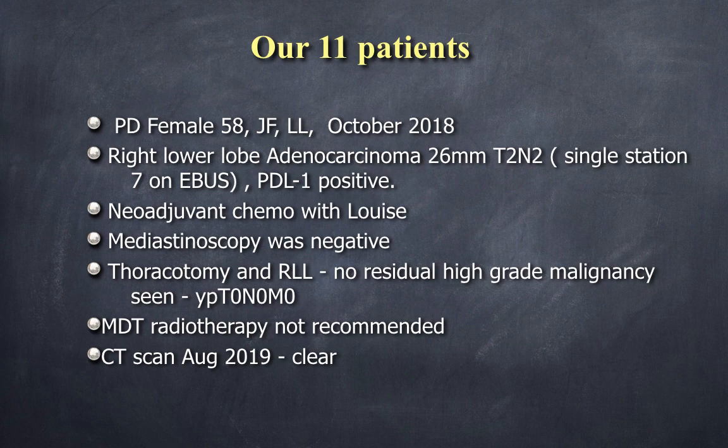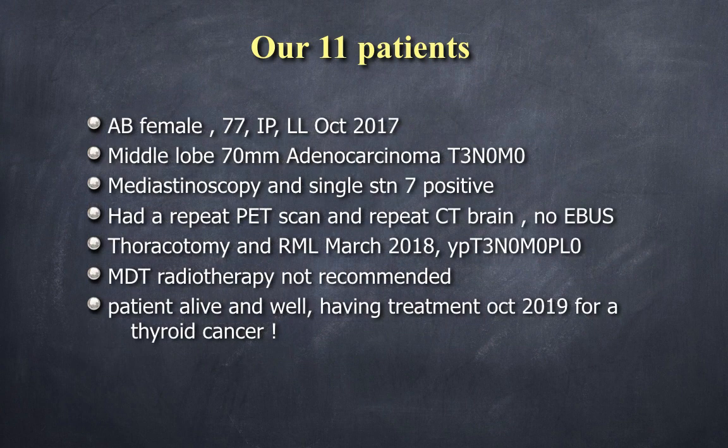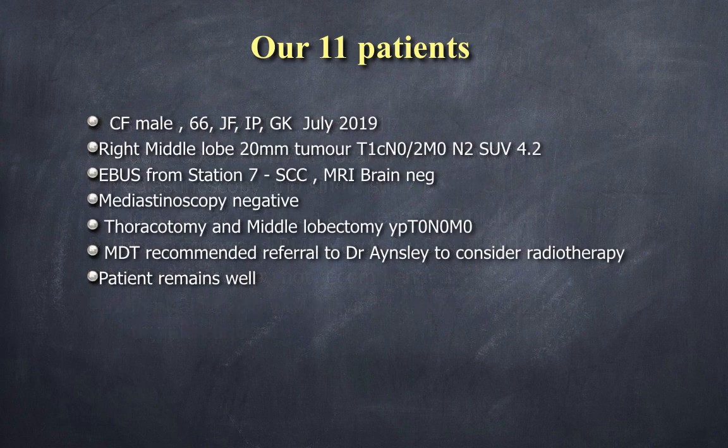Right lower lobe, known to be N2, neoadjuvant chemo, then resection, fully cleared out and was negative. Actually, there was complete pathological response from the chemo, T0, N0. Decided not to have the radiotherapy, and they're clear a year later. Middle lobe tumour, T3, surprise, station 7 positive on our med, repeated everything. That was clear, had the resection, N0. Actually were then recommended not to have radiotherapy and alive and well 2 years later.